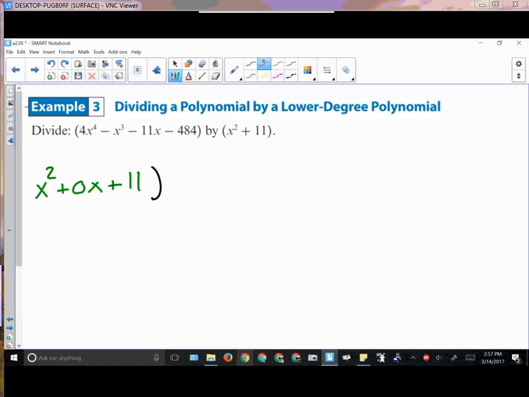So here, I've got 4x to the fourth minus x cubed. Is there an x squared term there? And if there isn't an x squared term, we have to put it in. Well, what value represents nothing? 0. So we put in plus 0x squared minus 11x minus 484.